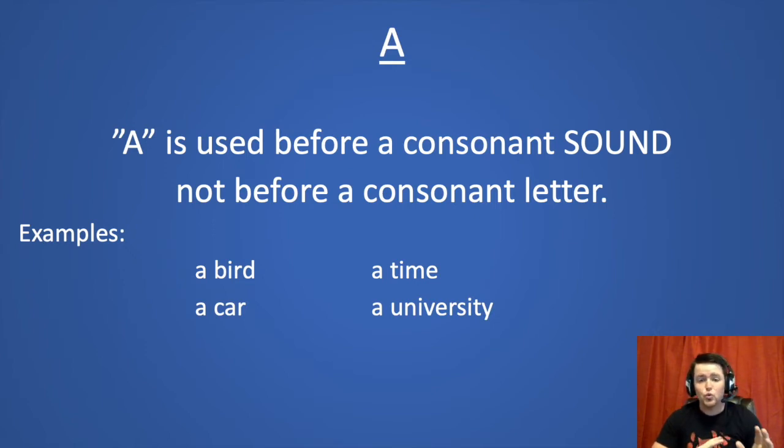Now, the unusual one here is university. This is why it's a consonant sound and not a letter, not a spelling. University starts with a vowel spelling, but not a vowel sound. The sound you hear is y, university. That's a Y sound, the letter Y. Because of that, we use the article a in front of it, not an.